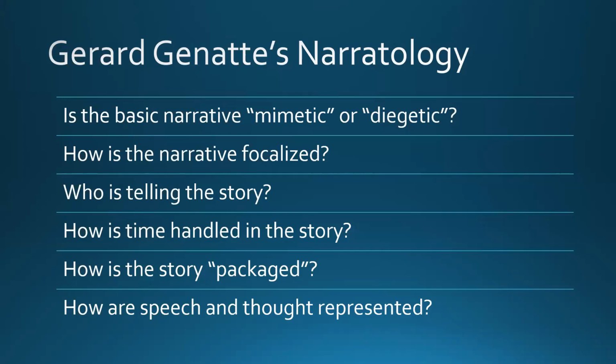This modality focuses on how the story is told, the process of telling the story. There are 6 key questions that are used for this form of narratology. Mimetic is asking if it is a piece that is a slow telling or a dramatized aspect, while diegetic asks if the piece is telling or relating.